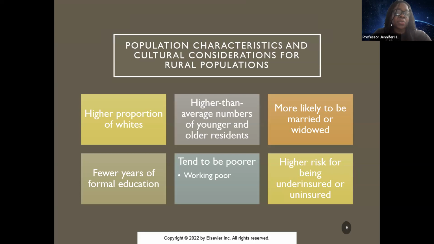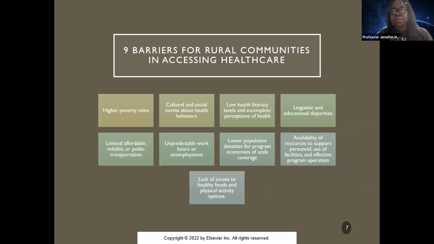Looking at population characteristics for rural populations, this is a great slide to be aware of when you're trying to put some characteristics to what you think of as rural populated areas. They tend to be higher, more whites and more likely to be married, fewer years of formal education, tend to be poor, higher risk for being underinsured or uninsured. So these are the characteristics that are listed in your chapter.